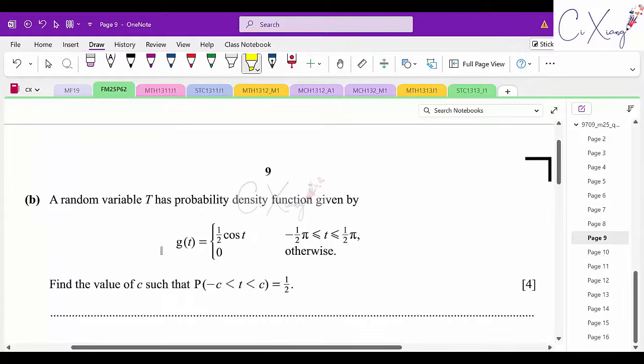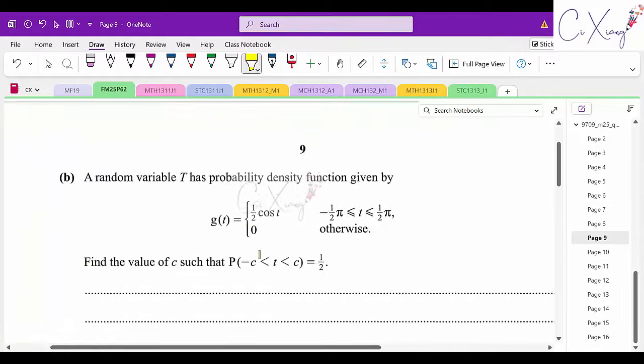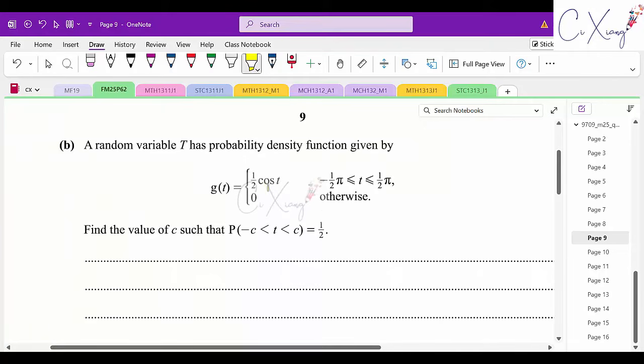So for the next part, they give us another random variable t with this probability density function. And the domain defined is from negative pi over 2 to positive pi over 2. All right, so what should I do here? They are asking for the value of c, and they already tell you the information that the probability of t from negative c to positive c equals half. So you can try to use the information provided here to calculate the value of c.